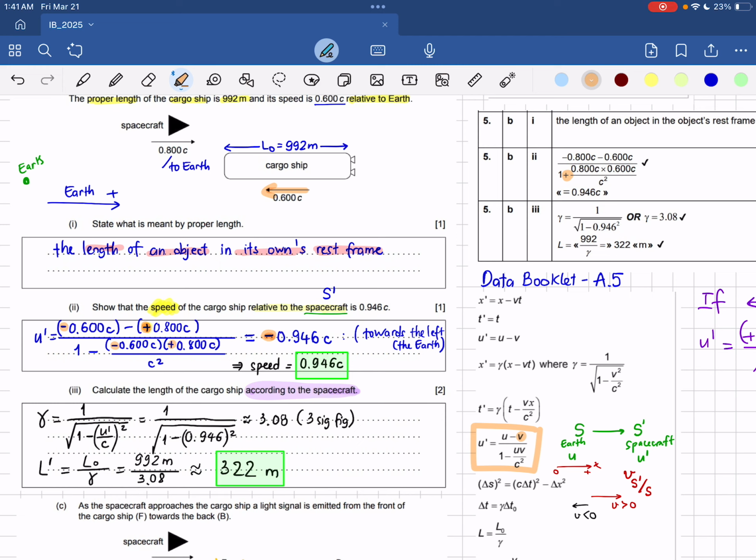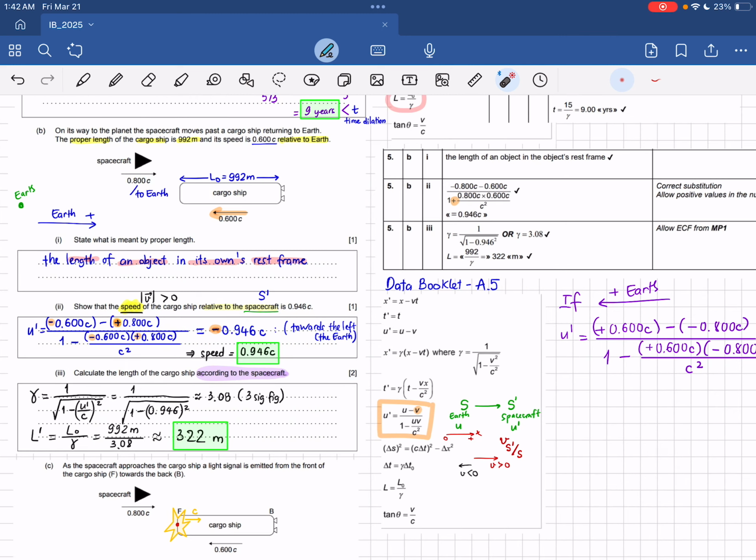It just basically means that relative to the spacecraft, the cargo ship is traveling in the opposite direction, right? It's towards the left, okay? It's towards the Earth. Then it makes sense, right? Because the cargo ship is returning to the Earth, okay? But here the question asks for the speed. And if you remember, speed is actually just the magnitude of the velocity. So speed is always a positive value. That's why we just have it as 0.946 of c.